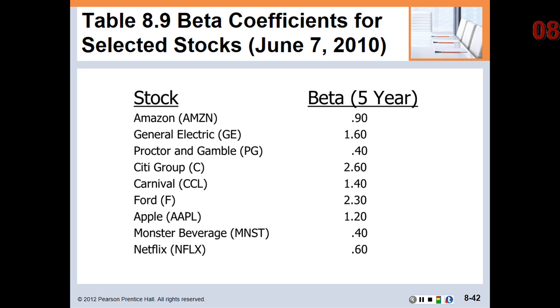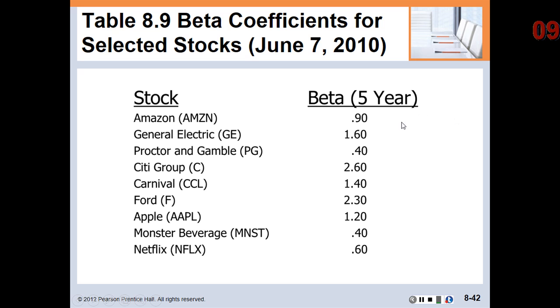The reason we looked at some newer betas from Tuesday, current ones, but I leave this up here from 6 years ago, is that I wanted to point out that sometimes betas can really get screwed up by some really odd occurrences. For example, this is 2 years after the financial crisis. Stocks were doing some really strange things. Banks were doing some really strange things. Automakers were doing some really odd things. So these betas are unusually high for companies like Citibank and Ford Motor Company, and unusually low for companies like Monster Beverage or Netflix.